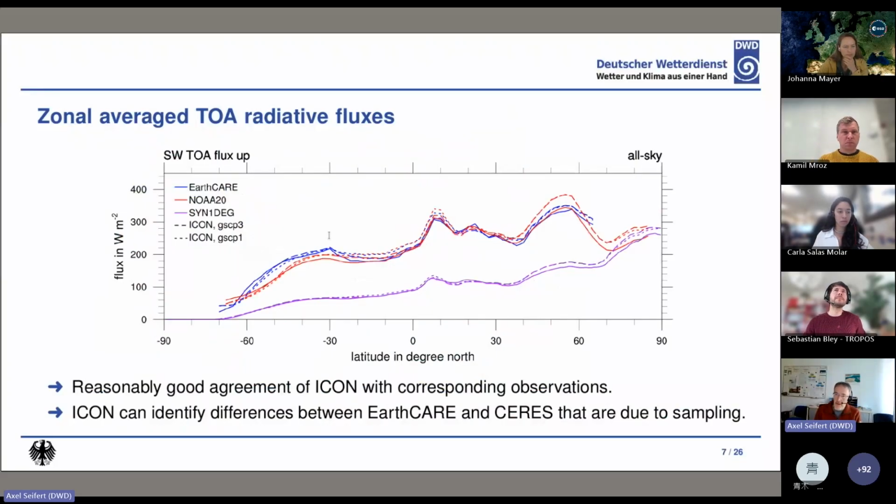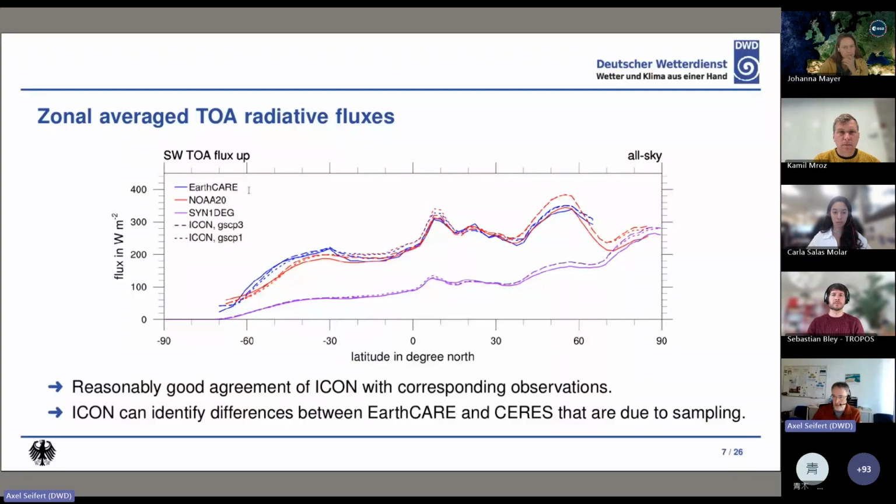Here you see the zonally averaged top of atmosphere radiative fluxes, only shortwave. So basically the reflected shortwave at top of atmosphere. The plot is a bit crowded, but I will walk you through it. Different colors correspond to the different observational data sets.